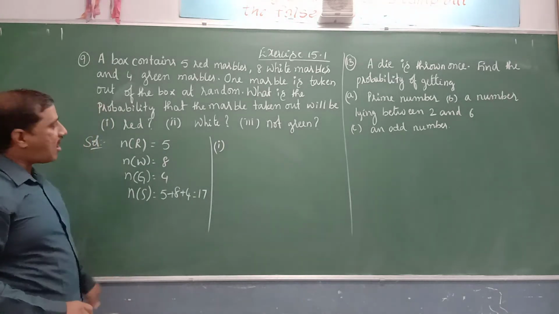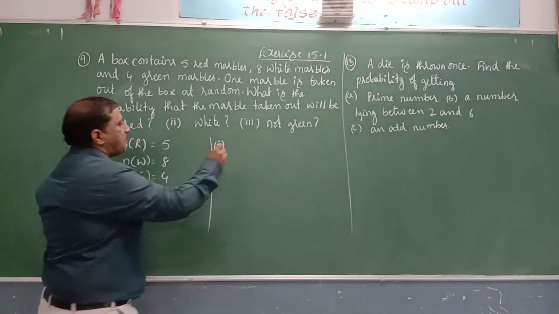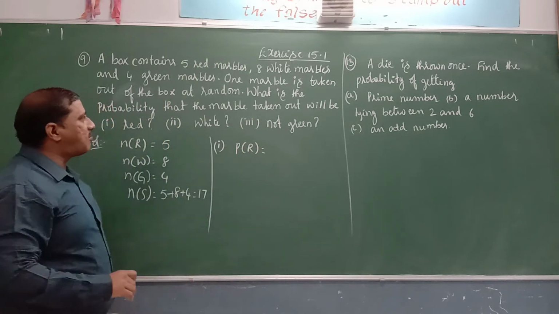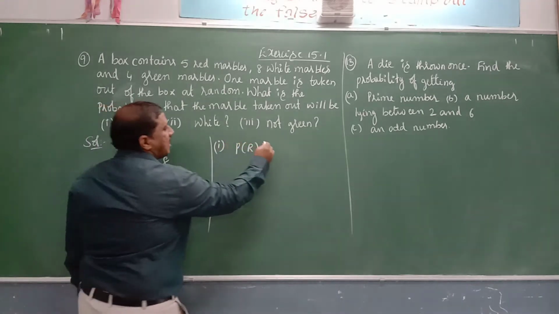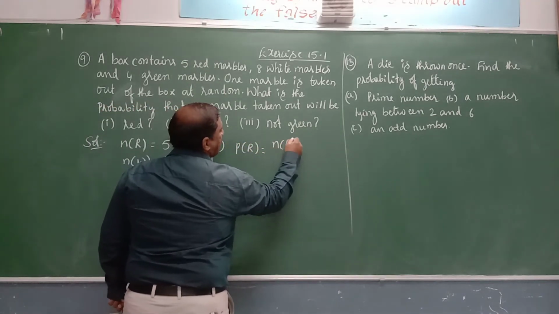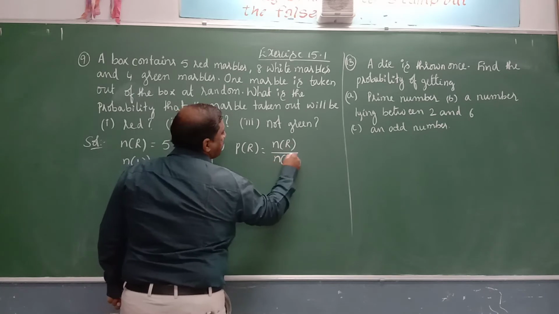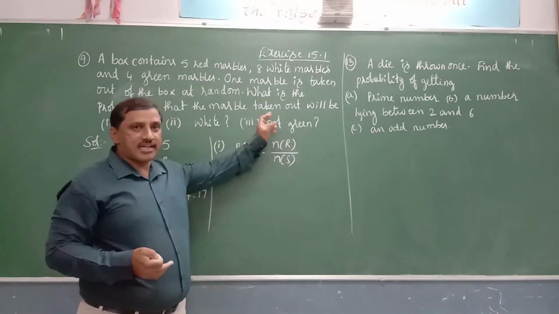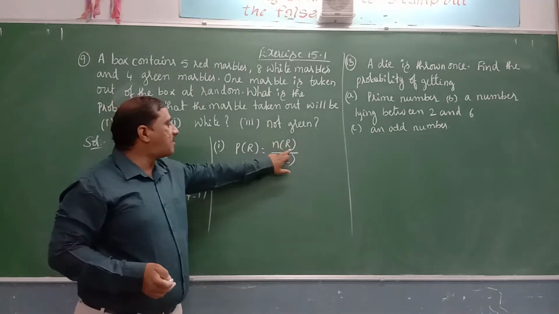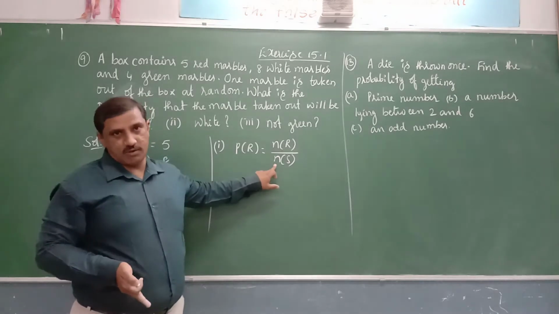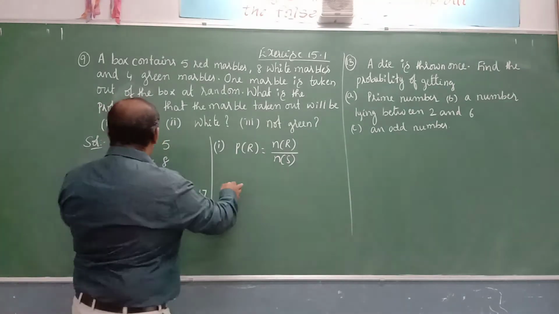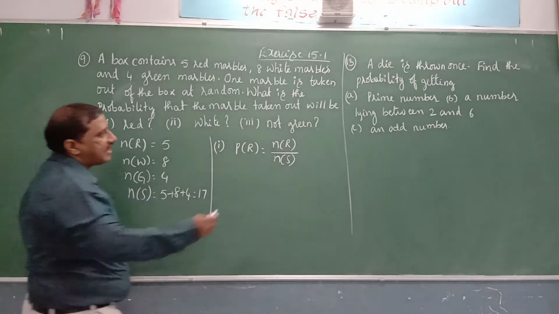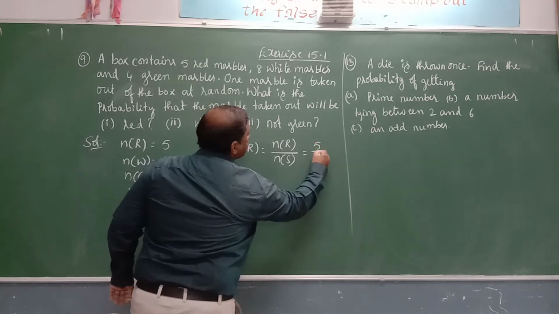So P of R, probability of red. P of R, the probability that the marble taken out is a red marble, is equal to number of favorable outcomes of a red marble divided by total number of possible outcomes. So N of R is 5 and N of S is 17. Therefore it is 5 by 17.